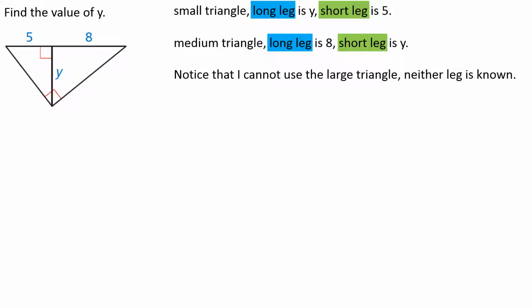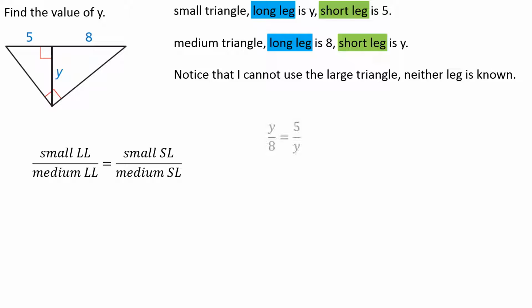I can compare long legs and short legs. Small triangle long leg compares to medium triangle long leg. Small triangle short leg compares to medium triangle short leg. So y compares to 8 the same way 5 compares to y. Cross multiply. Well, isn't this unusual? y squared equals 40. Square root of 40?